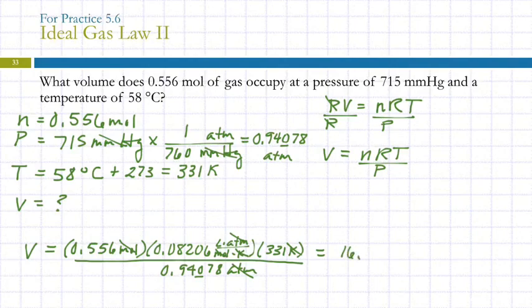How many significant figures should my result have? 3. The amount of gas in moles and the pressure both had 3 significant figures. The temperature only had 2 significant figures. But when I add 273, that becomes 3 significant figures, because when you're adding, you can change the number of significant figures. So it should have 3 sig figs. The volume is in liters. And so this would be 16.1 liters. Any questions?